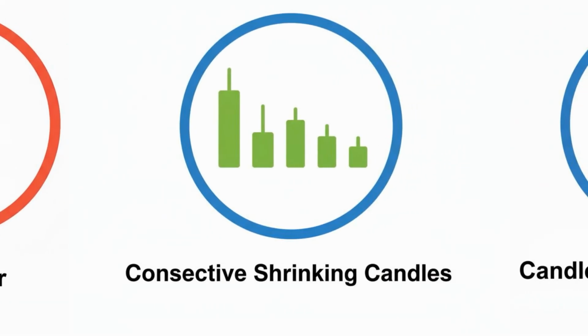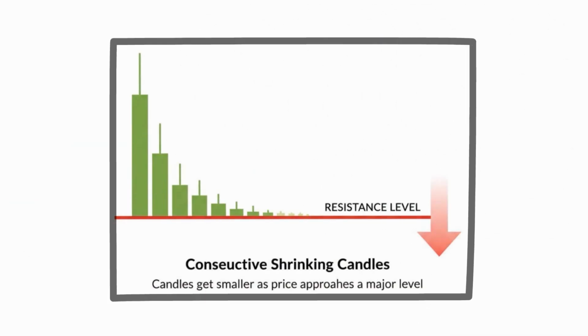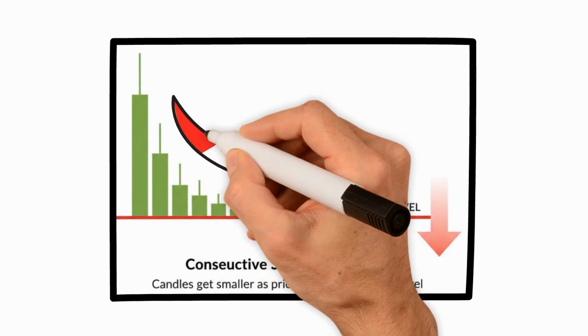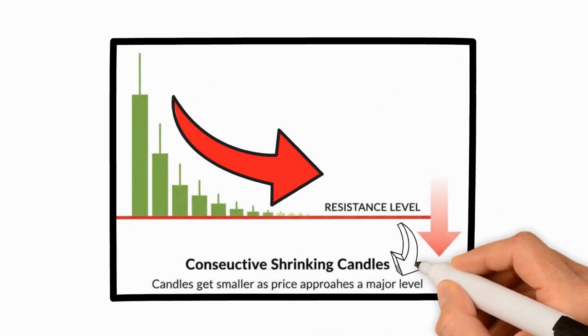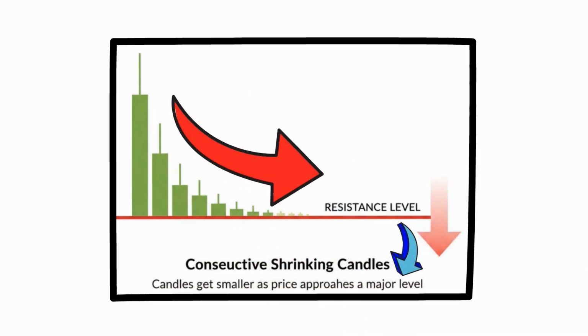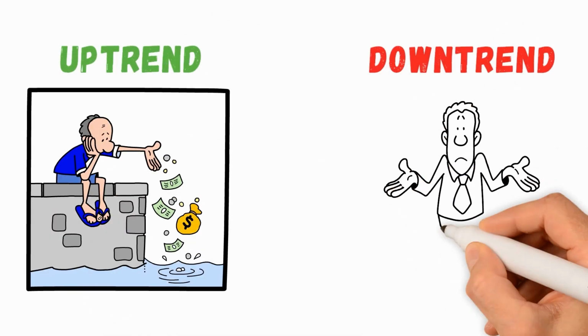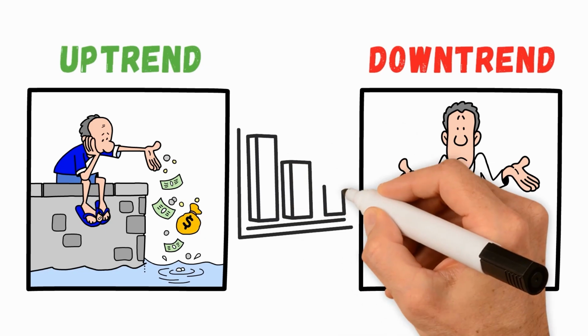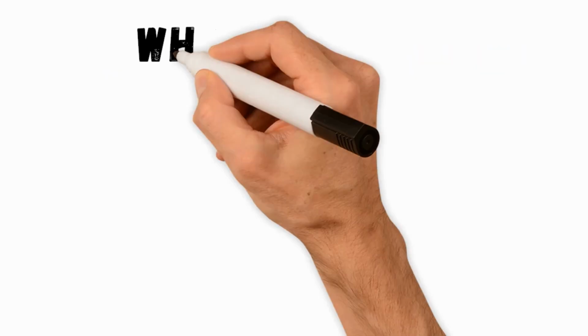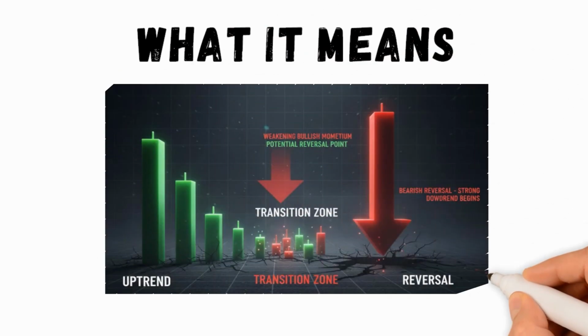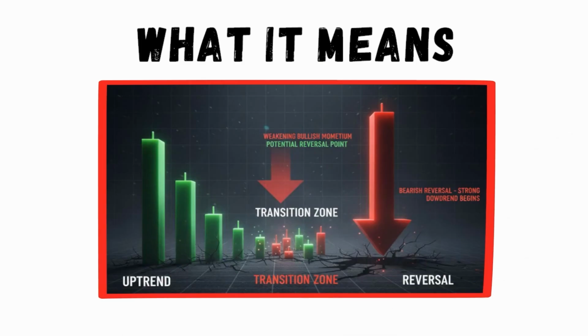Consecutive shrinking candles. This pattern forms when candles get smaller and smaller, one after another. It often appears as price approaches a major level. In an uptrend, it means buyers are losing steam. In a downtrend, sellers are fading out. Each candle moves less than the one before. What it means: the trend is weakening. A reversal could be coming.